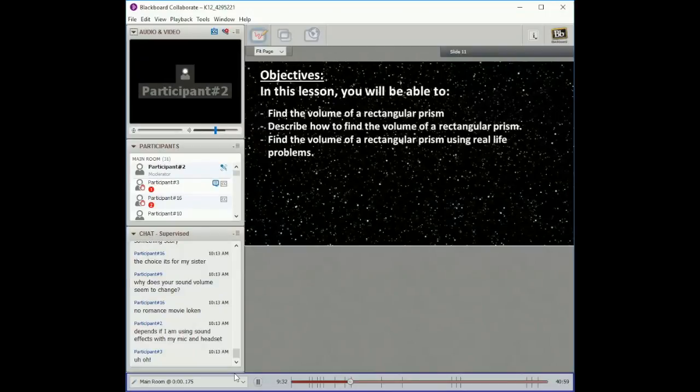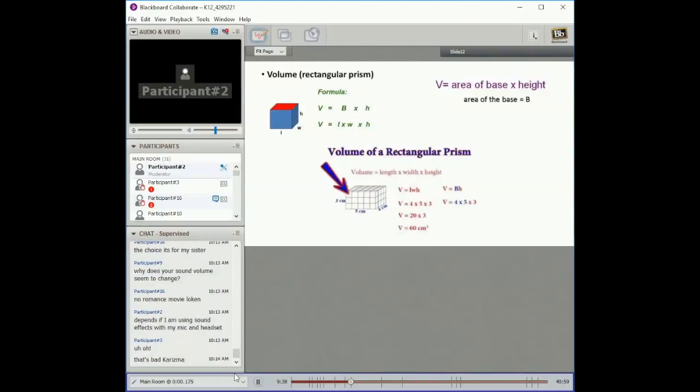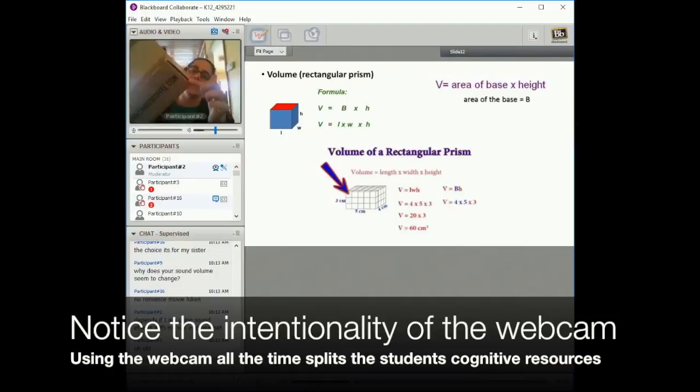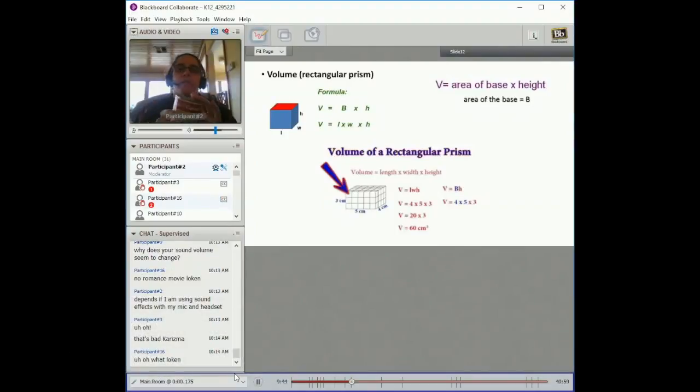Thank you for volunteering. So today we are starting something new, volume of a rectangular prism. Before we go on, I'm going to turn on my webcam again, so if you want to look at the video. We talked about at the very beginning surface area, because last week we worked on surface area of a cylinder.